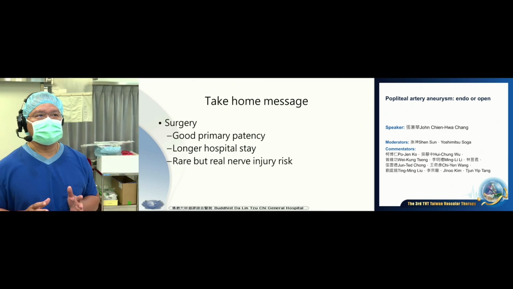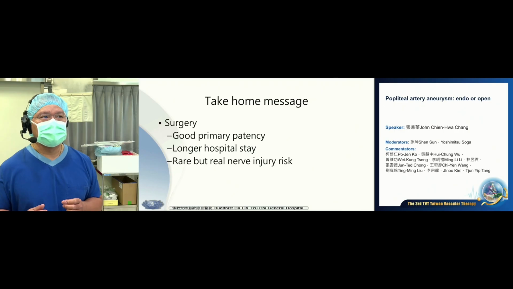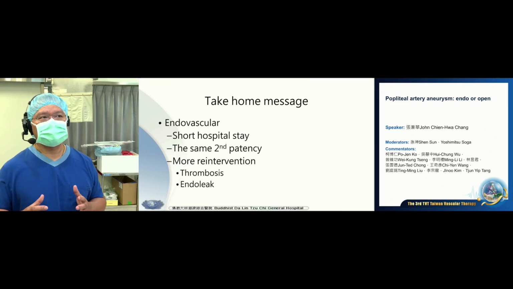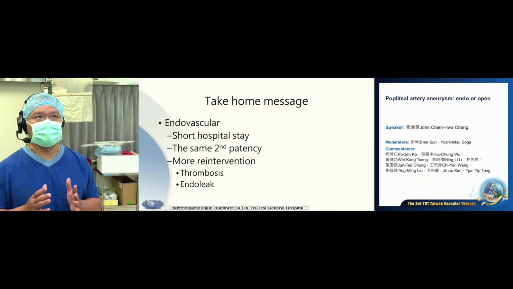If surgery, the primary patency is good, but you will have a longer hospital stay and a rare but real nerve injury risk. So it's better for a younger and more active patient. For endovascular treatment, there is a shorter hospital stay and the same secondary patency, but more interventions for thrombosis or endo leak. So endovascular treatment should be considered when the patient is old or the surgical risk is high.